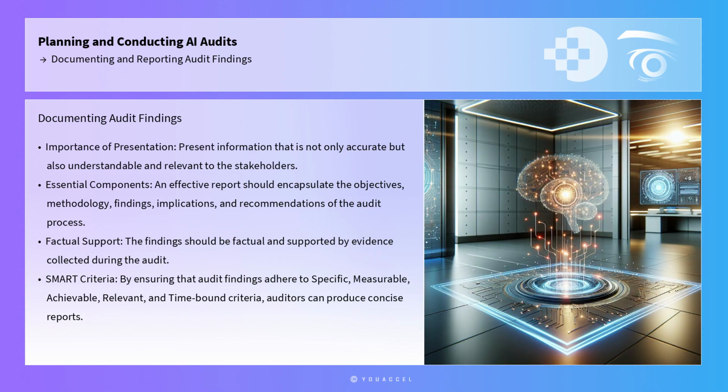At the core of documenting audit findings is the necessity to present information that is not only accurate but also understandable and relevant to the stakeholders. An effective report should encapsulate the objectives, methodology, findings, implications, and recommendations of the audit process. The findings should be factual and supported by evidence collected during the audit. A common and effective framework to achieve this is the SMART criteria: specific, measurable, achievable, relevant, and time-bound.